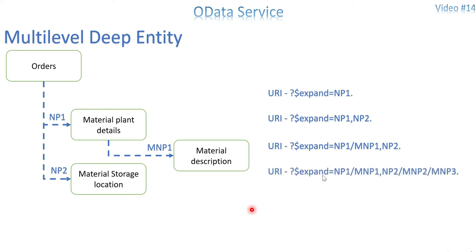Okay. Furthermore, suppose my material storage also has a dependent entity or next level of entity, then you have to use NP1. I want the dependent one, so M NP1 comma NP2. So I want MNP2. Suppose you have one more level of deep entity sets, and again you have to use slash MNP3. So slash is for dependent entities and comma is for independent entities. So this way your URI should be.